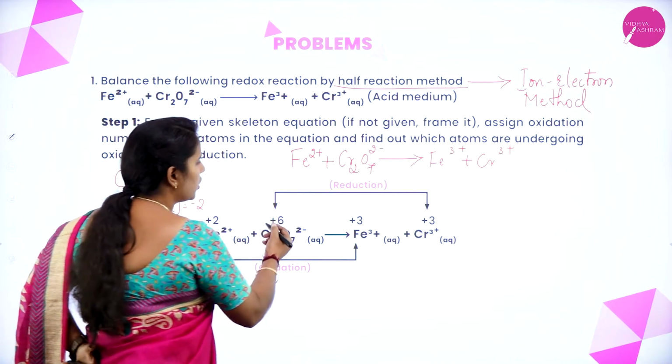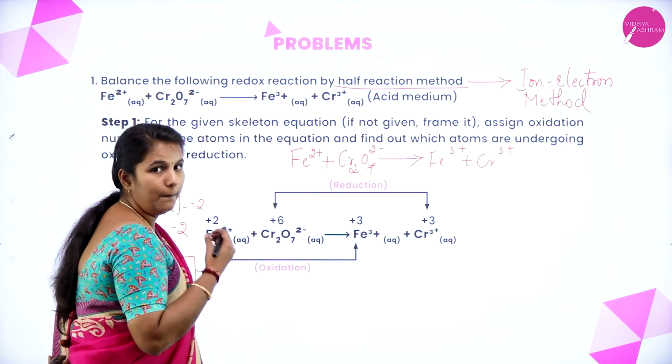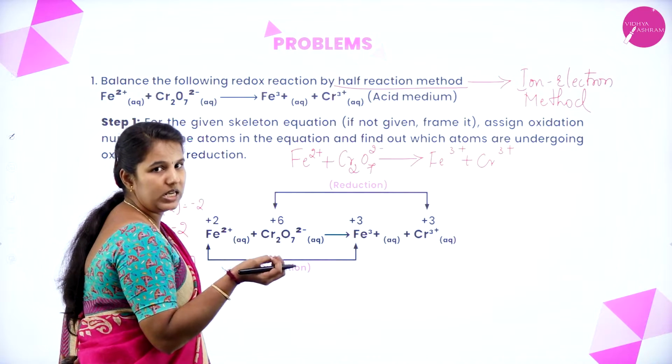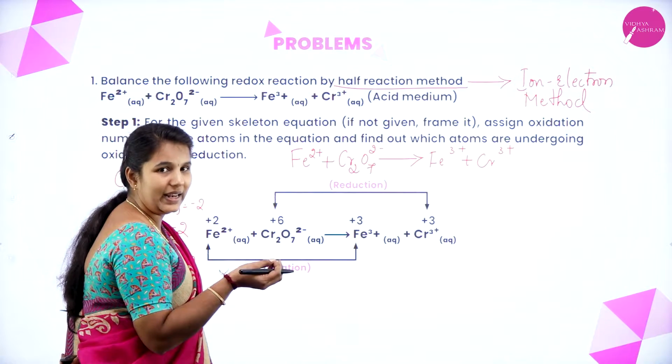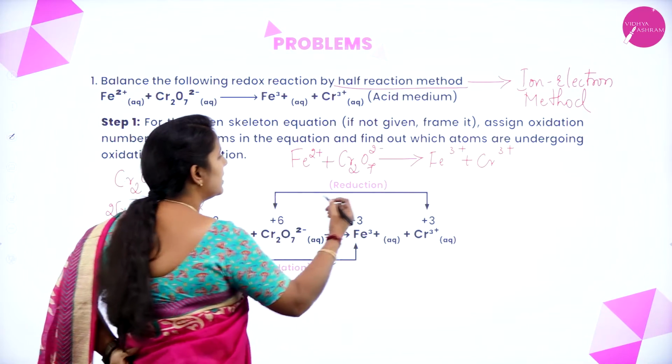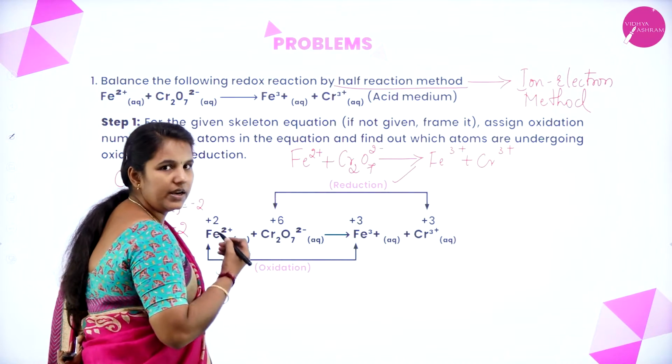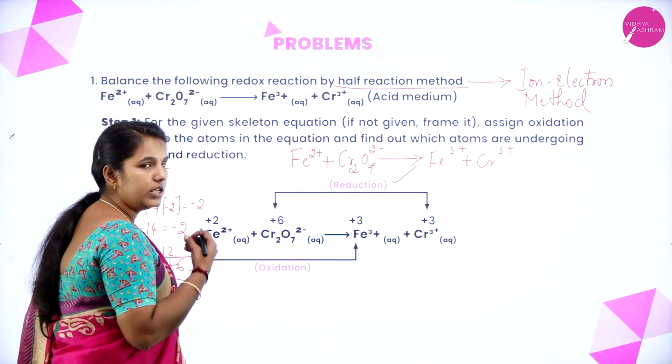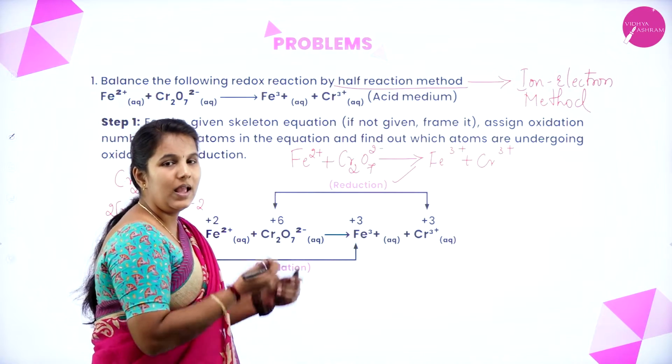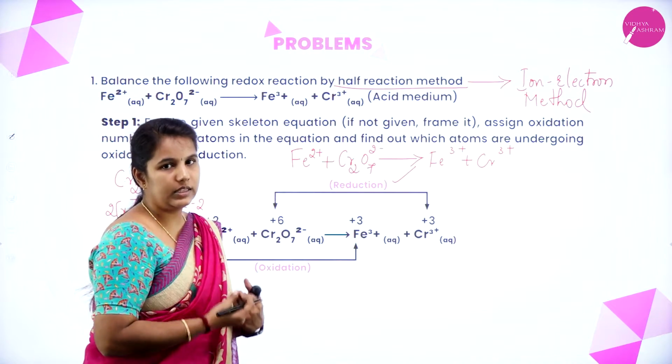So the oxidation number will change from the +6 state to the +3 state, so it will decrease. So it is reduction. Why is it reduction? Because the oxidation number decreases from +6 to +3.